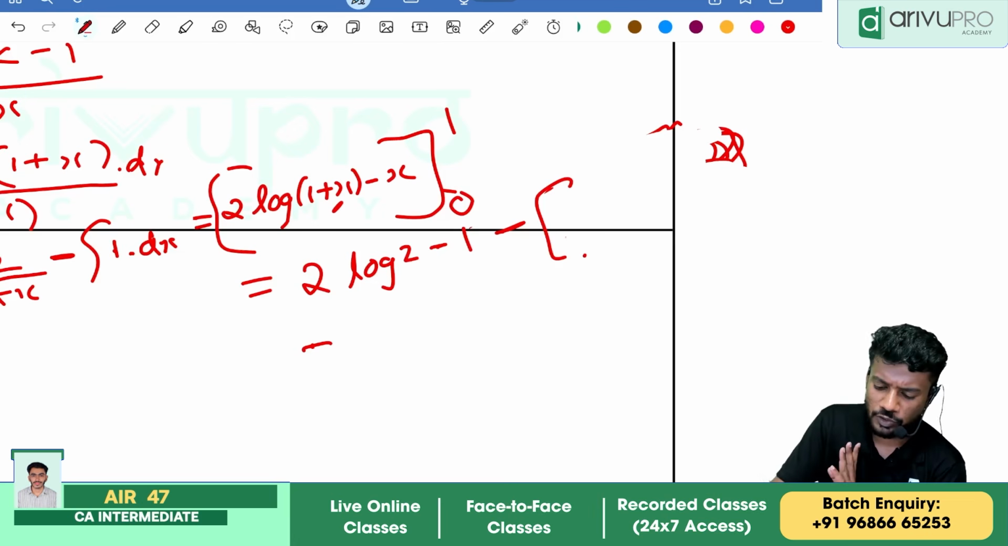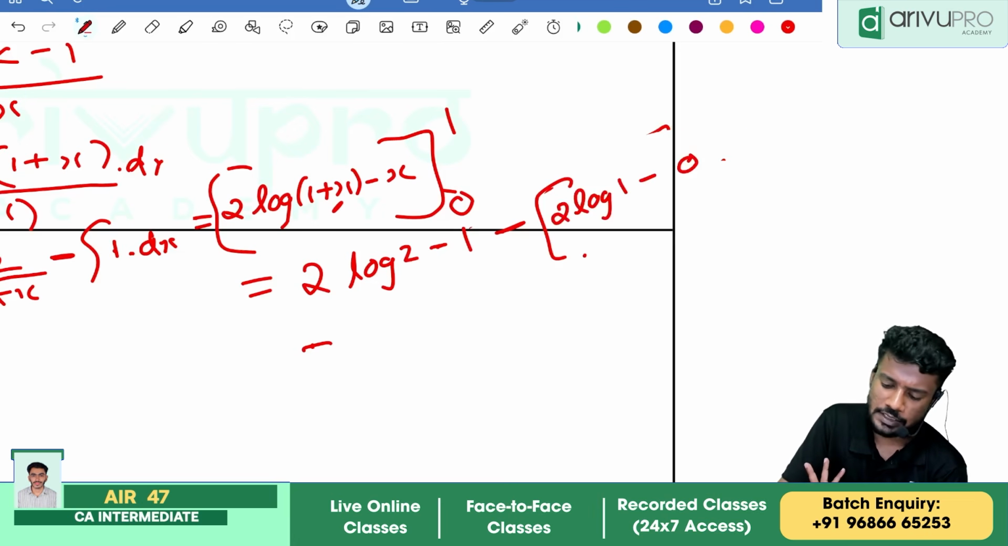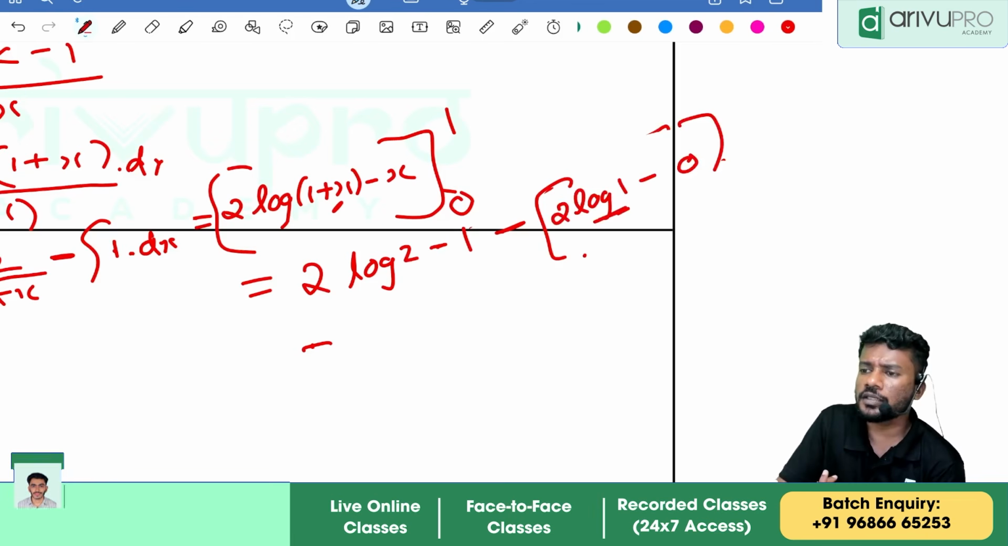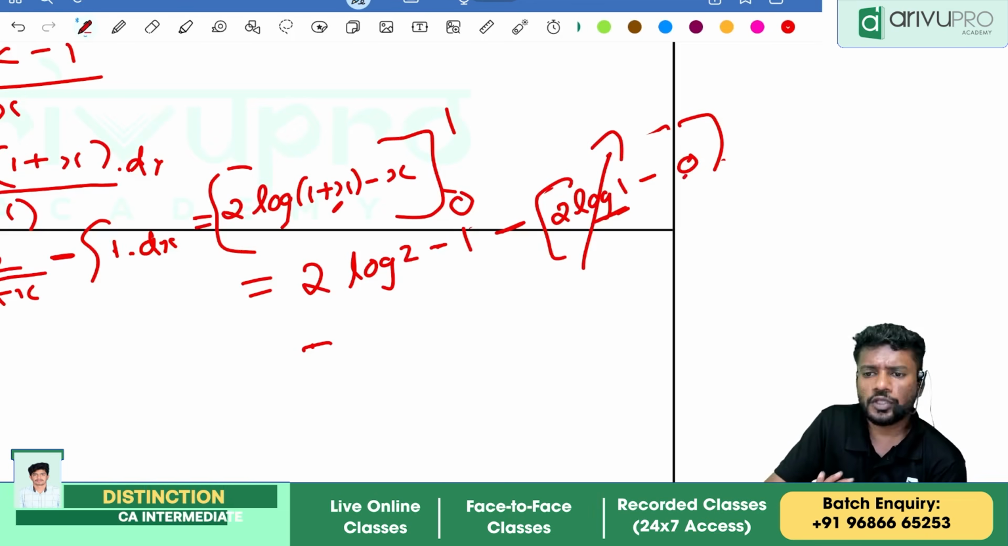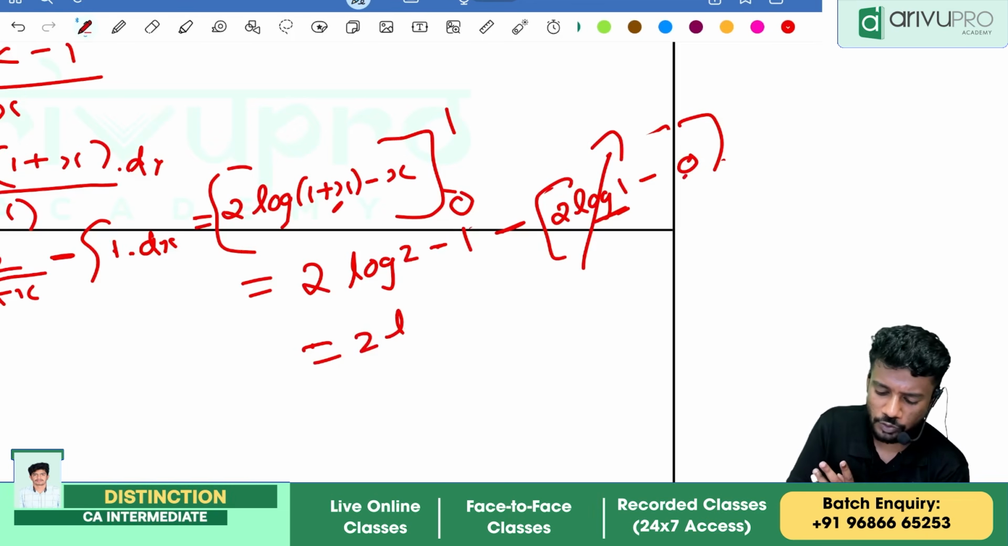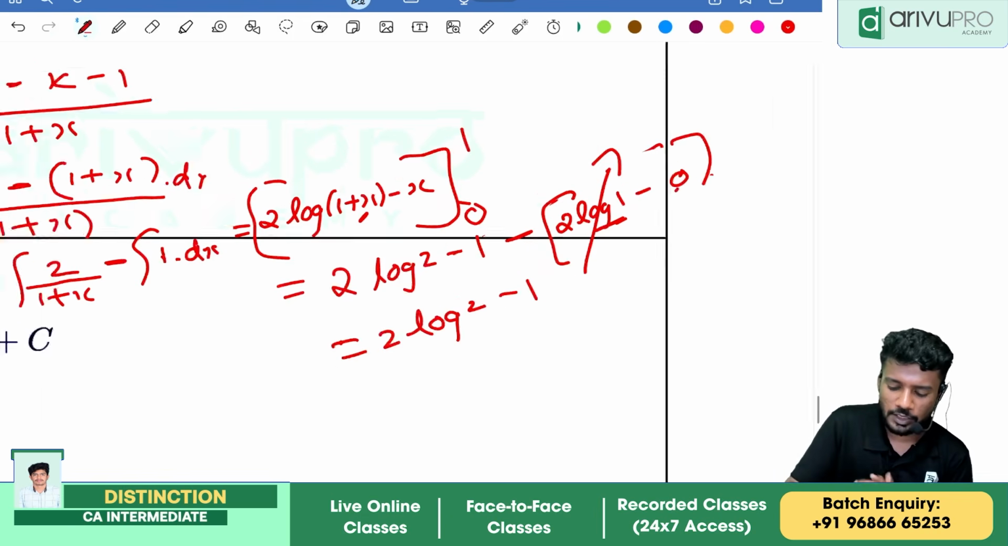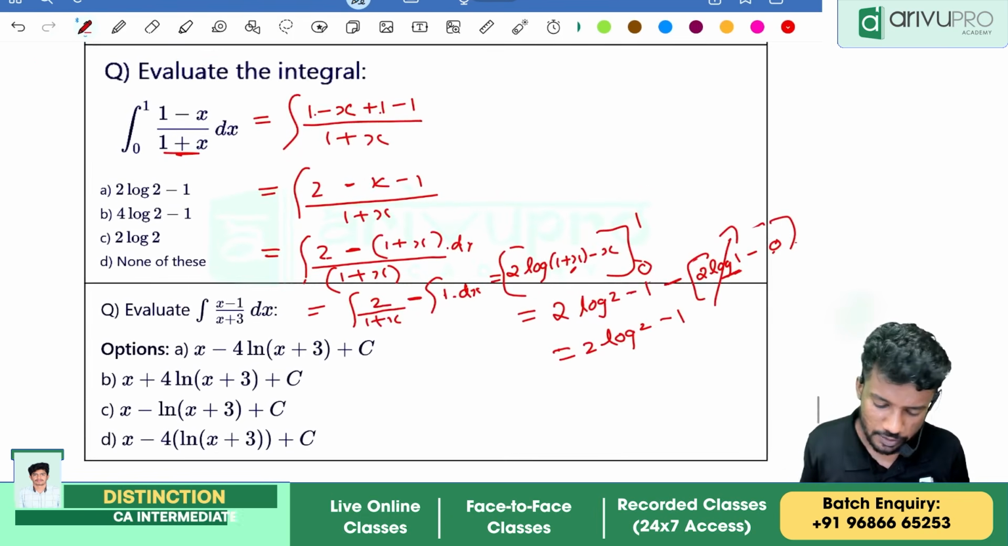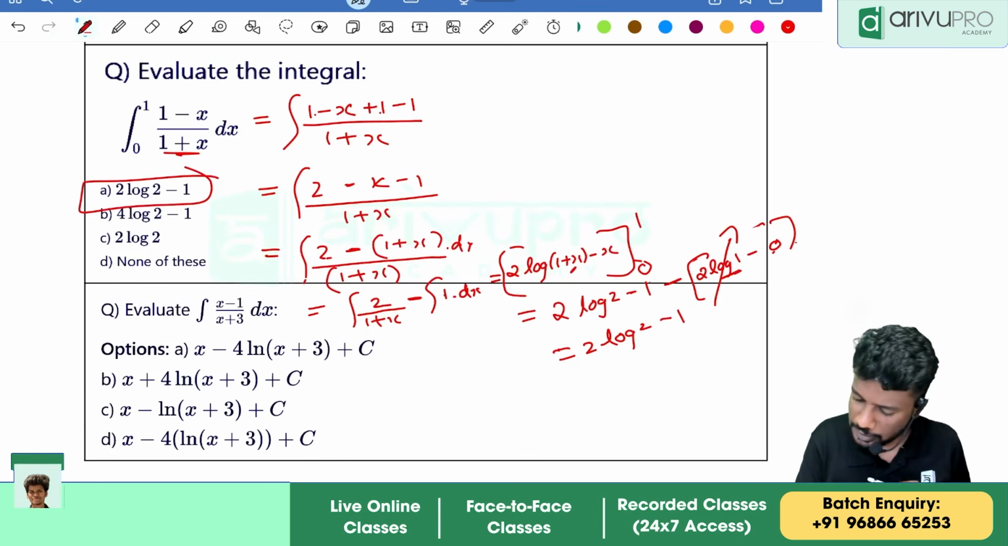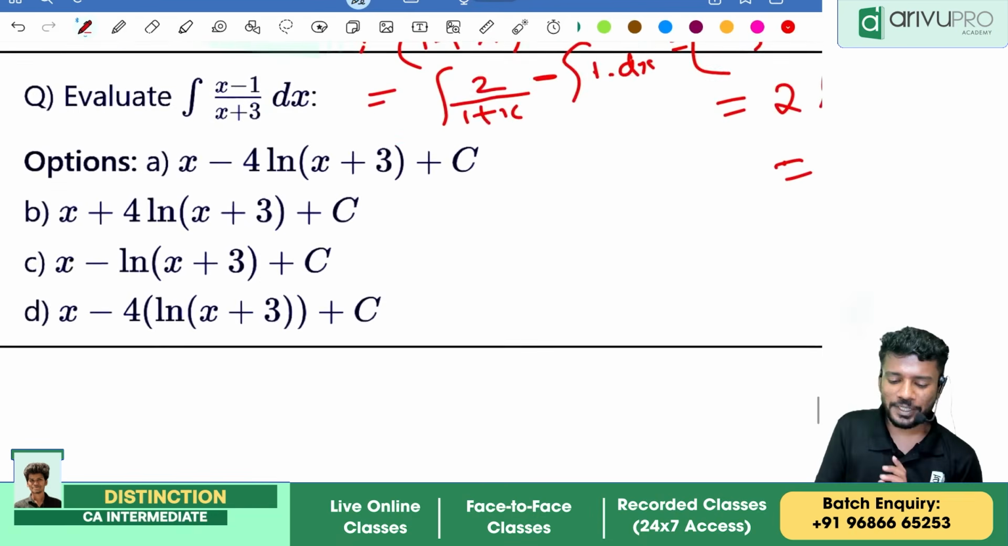Minus 2 log of, we are applying 0. That means log of 1 minus 0. Now log of 1 is how much? 0. Then what is remaining? 2 log 2 minus 1. Now we will check which option is giving you the answer. First option, right? Yes. Now how to split this, you tell me.